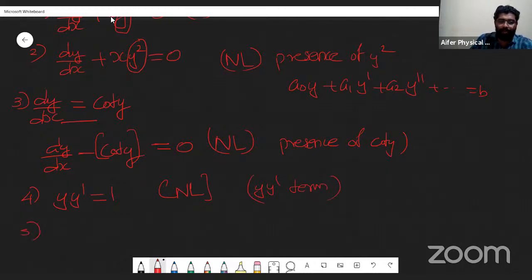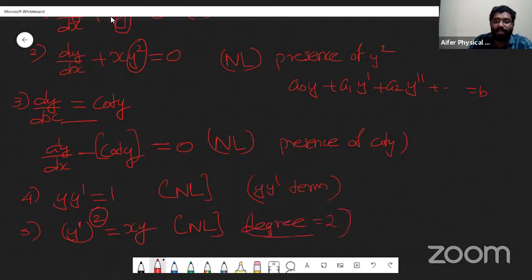Then the fifth one, y prime square equal to xy. Is it linear or non-linear? Non-linear. Why? Order is 1, no problem. But the differential equation is linear provided its degree is 1. If you look here, the degree of this differential equation is 2. Degree equal to 2. So this is a non-linear differential equation.